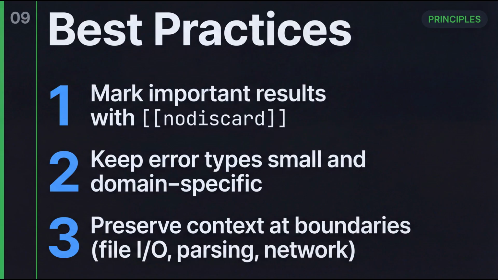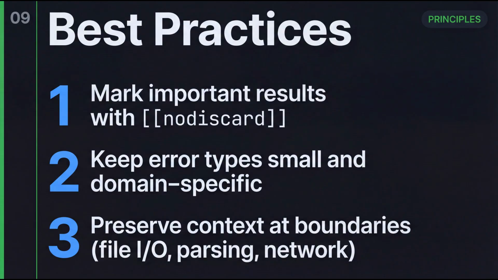Three practices for clean error handling. First, mark important results with the nodiscard attribute. If a function returns an optional or expected, the caller should never silently ignore it. Nodiscard makes the compiler warn if the return value is unused.